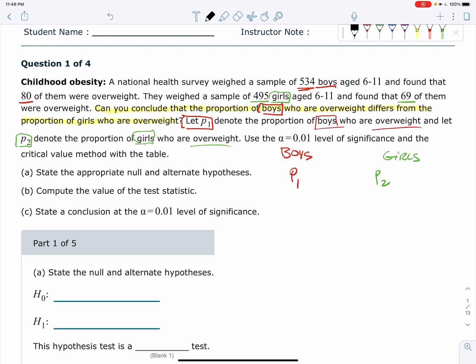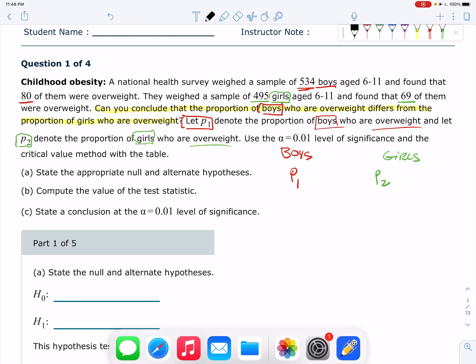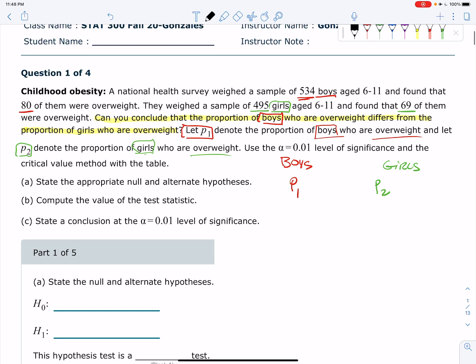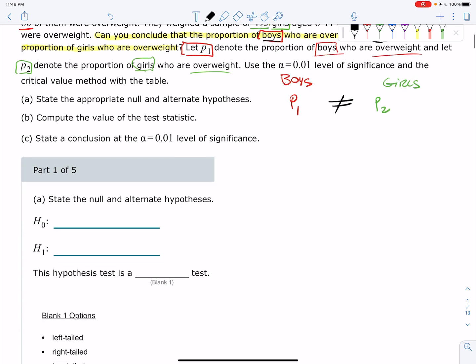It says, can you conclude that the proportion of boys, which I have in red, who are overweight differs. Now, this is the word you need to key in on, because that's where they'll have language that would say greater than, like the proportion of boys who are overweight is greater than the proportion of girls. It might say less than, but this says differs. And when you see the word differs, you know that you're going to use this notation, not equal to. That's differs. So that defines what your alternate hypothesis is.